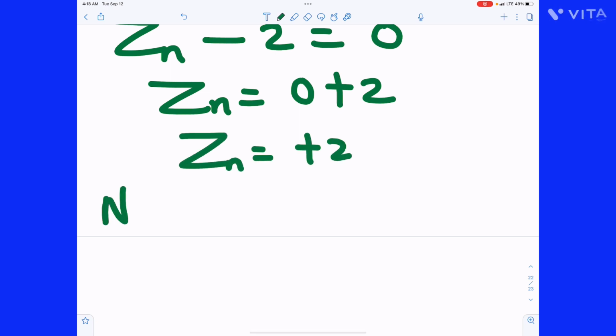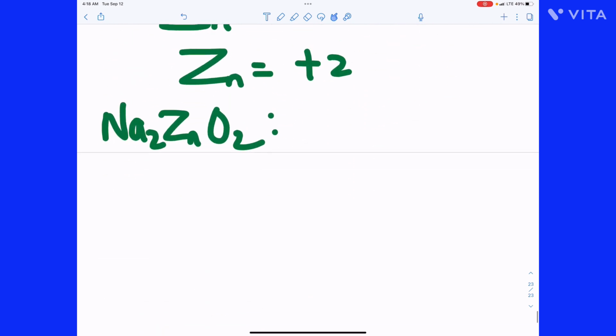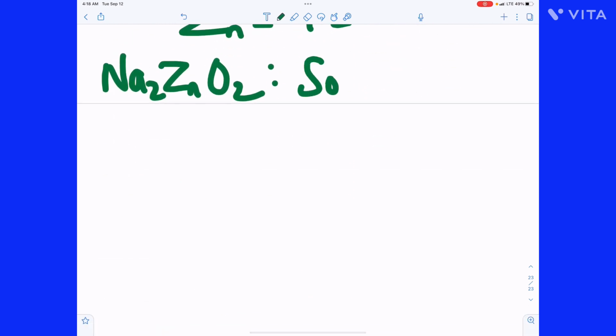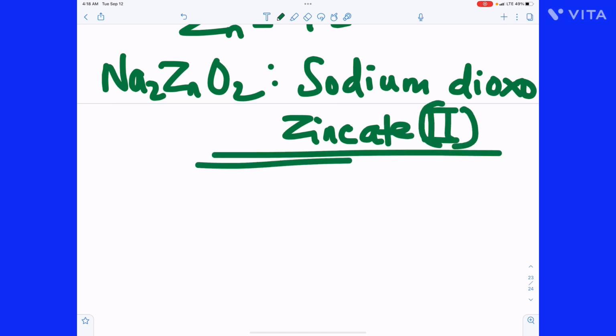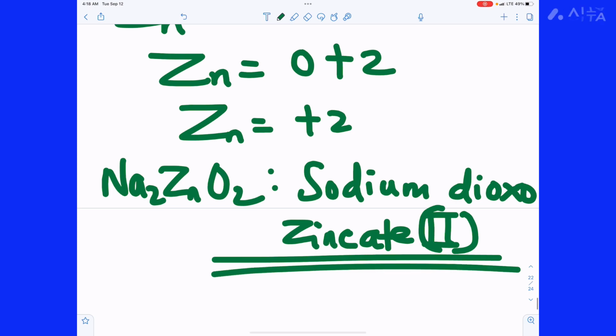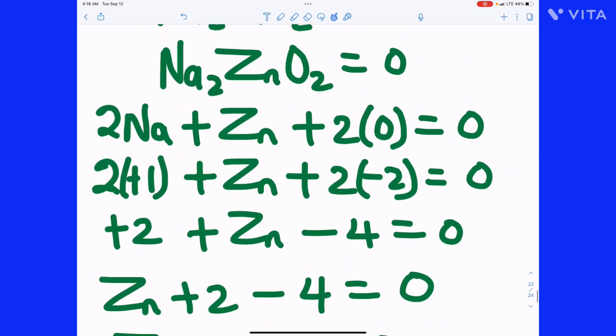The compound is Na2ZnO2. Let me check again. Yeah, Na2ZnO2. We call it sodium dioxozincate 2. That's what we call the compound. Sodium dioxozincate 2. So take note of that. That was H. Next question is I.